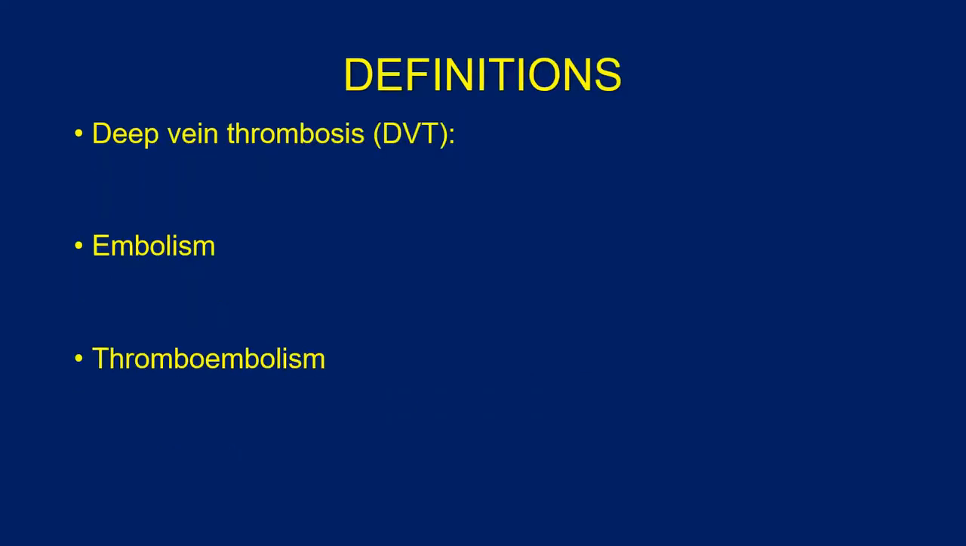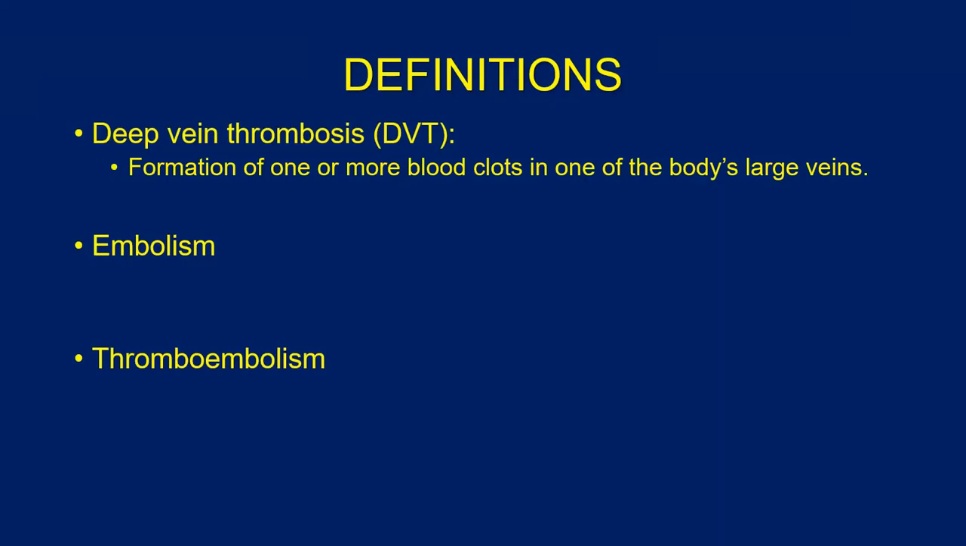So everyone knows a DVT is formation of one or more blood clots in one of the body's large veins. So one of the common misnomers here is, can a DVT actually occur in a superficial femoral vein? And yes, obviously it can, because the superficial femoral vein is a deep vein.